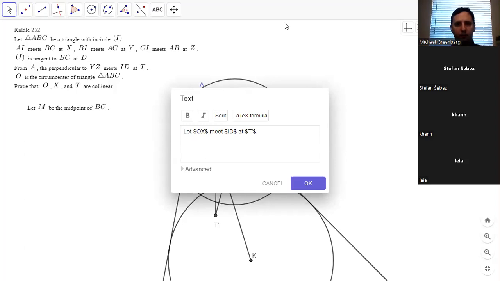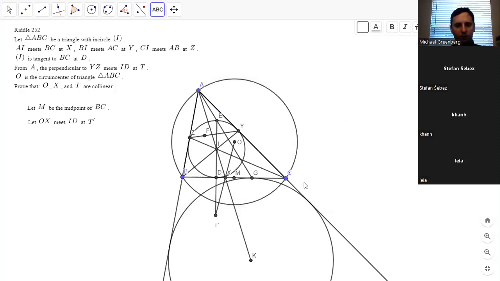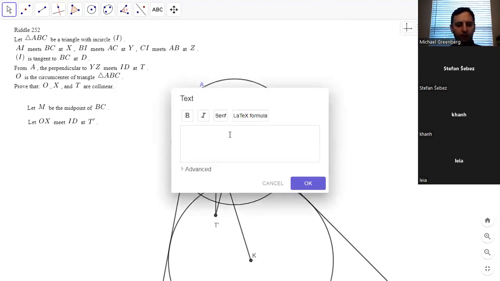And it looks like Ravi is joining us. All right. So I'll just say two well-known facts. KM is parallel to AD. So yeah, thanks for joining Ravi and Leia.